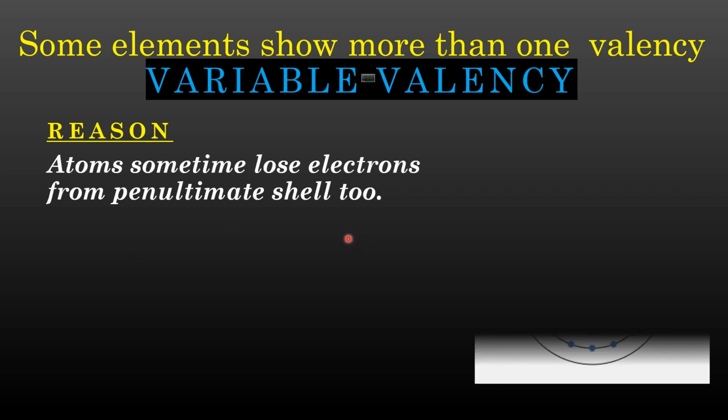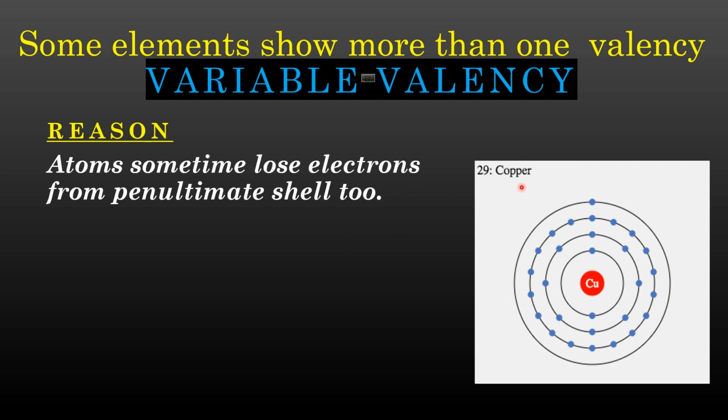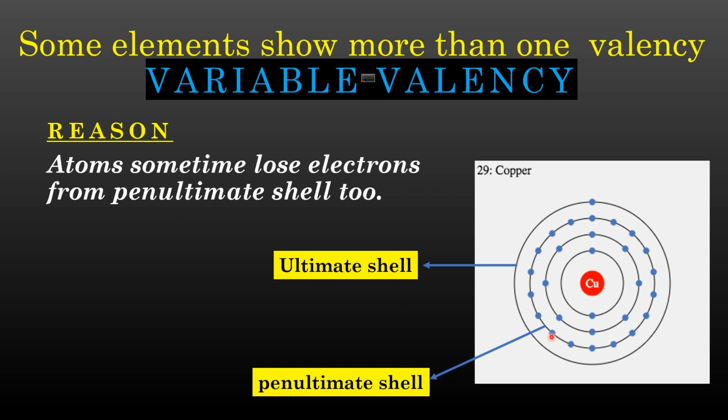What is the penultimate shell? Let me take an example of copper. So copper has this orbit structure. We know the outermost shell is known as the valence shell or outermost shell, and you can call it the ultimate shell. So penultimate means last but one, the next one here. So this is called the penultimate shell. Usually we know electrons are lost by valence shells. So you can observe this electron. When copper loses this electron, it is losing one electron, so it will form a copper plus 1 ion.